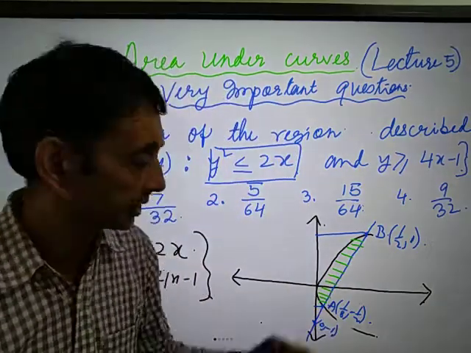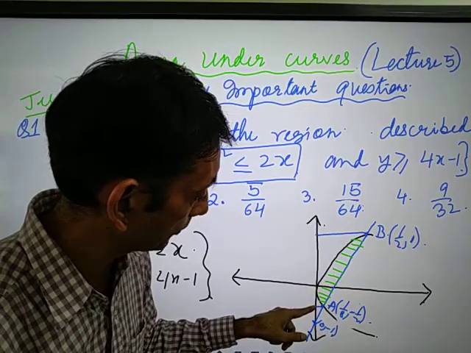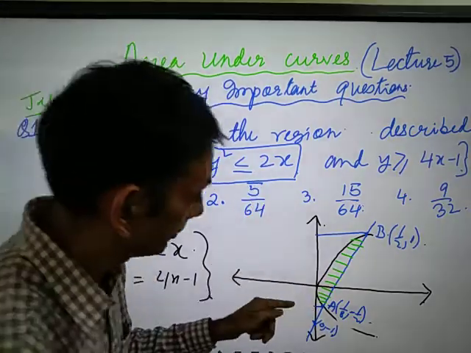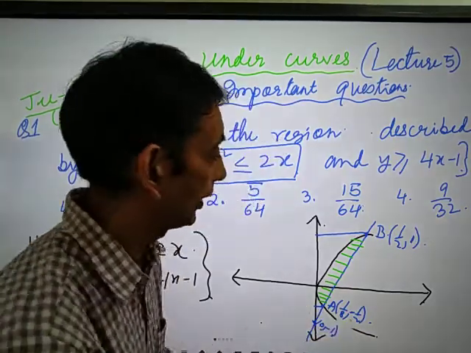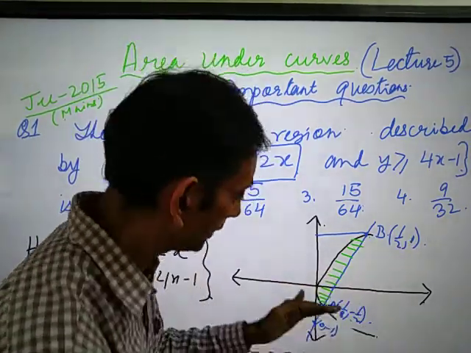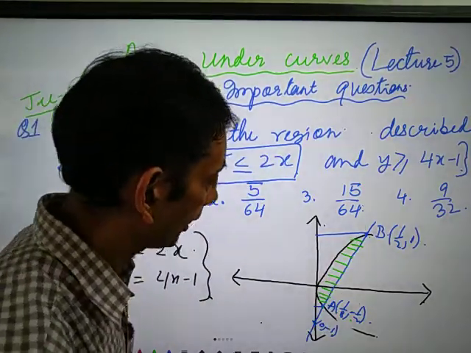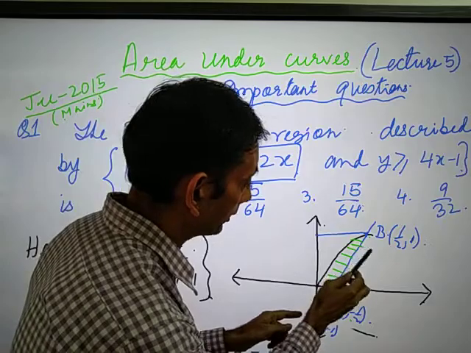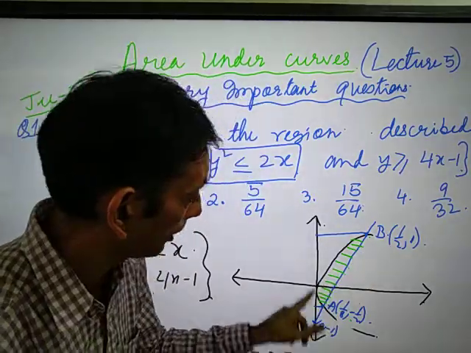Now to find this, we'll just integrate along the y-axis, of course. What's the y coordinate of a? Minus half, and the y coordinate of b is 1. So we'll integrate from minus half to 1, and first we'll integrate along the line 4x minus 1, and then we'll integrate along the parabola.